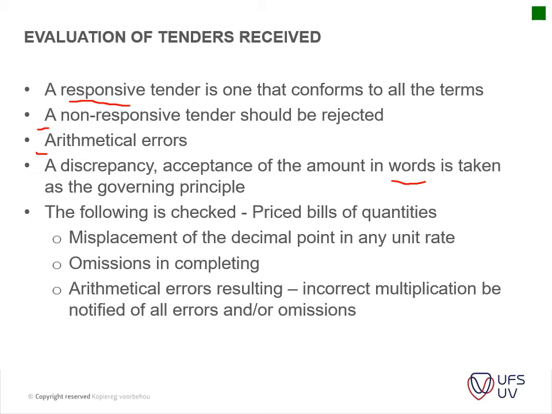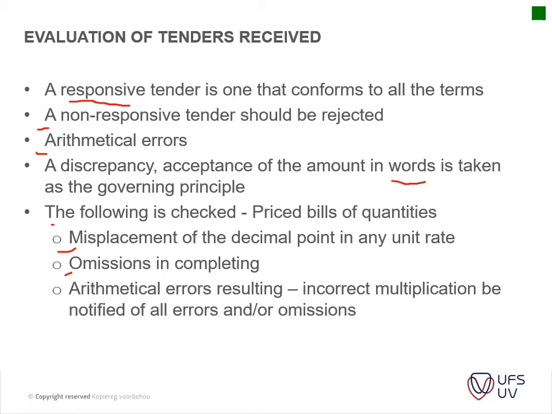Okay, the following is then checked. Your price BOQ. So now you've gone through all the technical eligibility type of checks. Now you get to the price BOQ. Now you start comparing apples with apples and the price. So misplacement of decimal points in the unit rates might happen quite often, and that is usually checked. Omissions on completions.